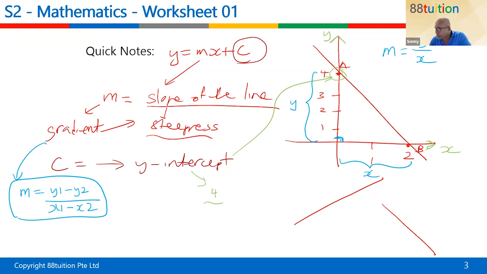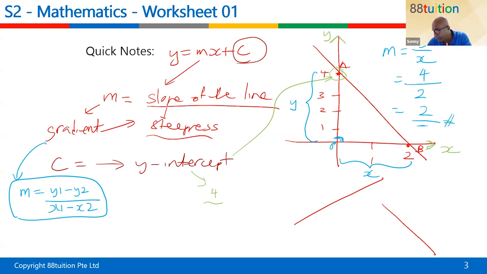What is y? It basically represents the number of units. That means 0 to 4. So y in this case will be 4 units, because from this point to the point A, it is 1, 2, 3, 4. So it has got 4 units. For x, from 0 to 2, it is 2 units, right? From 0 to 4, it is 4 units. So your gradient is actually 2.